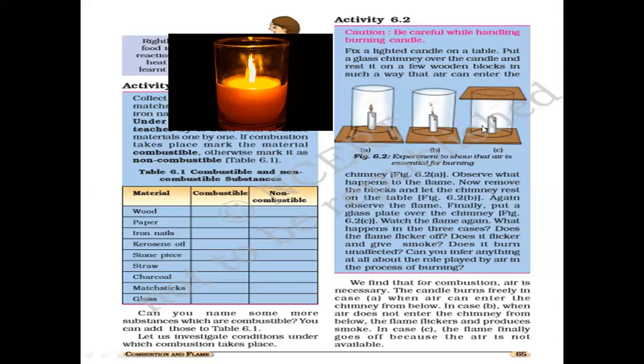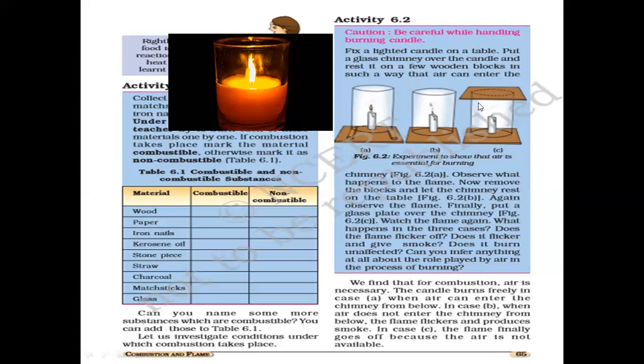In the third case what we can say, nothing, it just went off. Now what can we infer? इन तीनों केसेस में हम क्या सोच सकते हैं? Now in the first case what happened? There was air because we had kept some wooden pieces over here so that there is supply of air inside this glass chimney. In the second case, we removed those wooden blocks and we saw there was flicker and there was smoke. In the third case, nothing, it just went off.